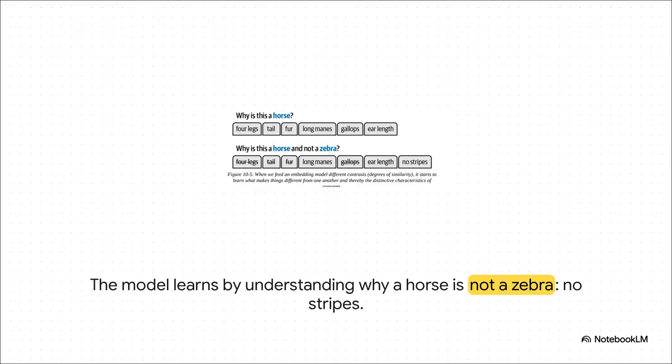This is my absolute favorite analogy for this whole concept. How do you really understand what a horse is?